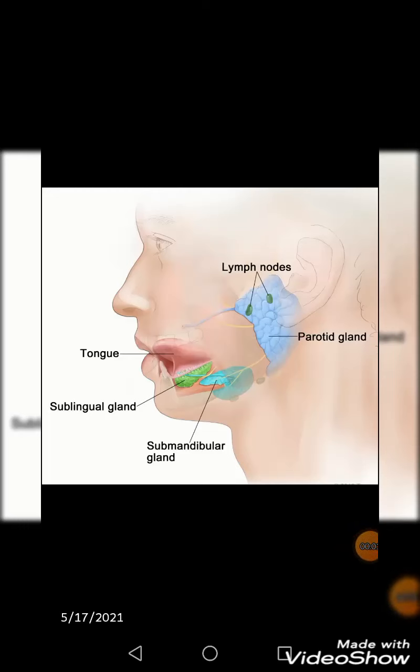Bismillahirrahmanirrahim. Today we are going to discuss the major salivary glands, which are exocrine glands. They include the paired parotid, submandibular, and sublingual glands, as you can see in the picture. Their major production is saliva, and the amount produced daily is 1 liter per day. Its normal pH is 6.5 to 6.9.